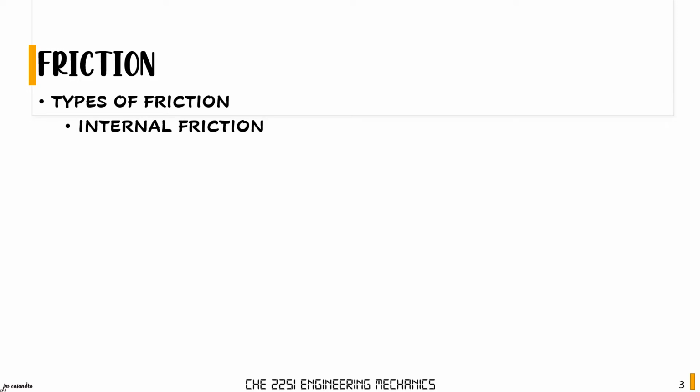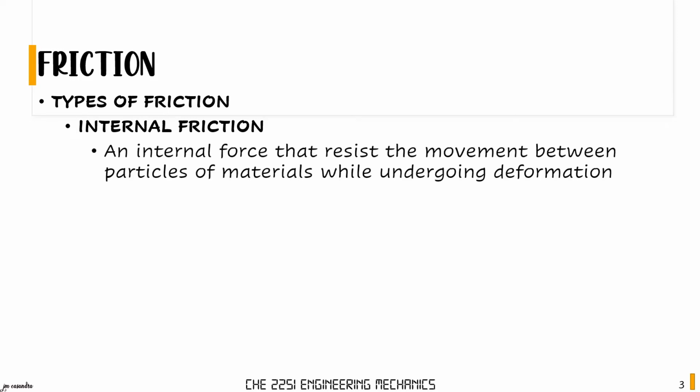For internal friction, this is defined as an internal force that would resist the movement between particles of materials while undergoing deformation. Examples of internal friction would include the friction in soils and in granular objects.